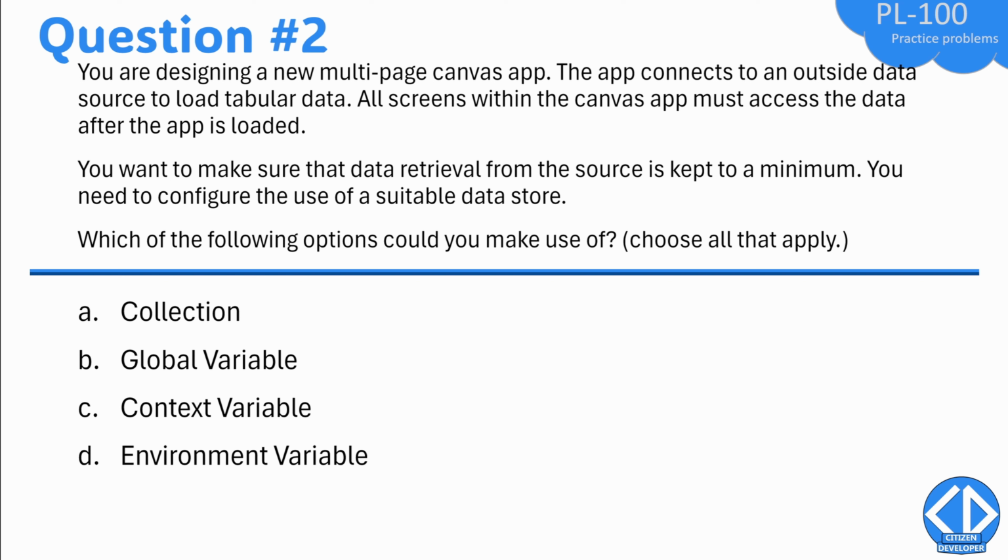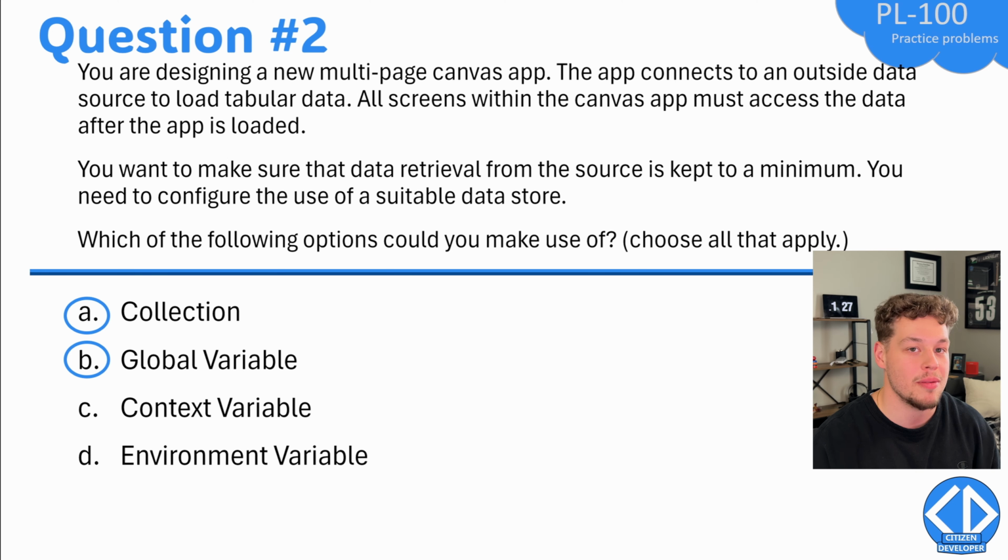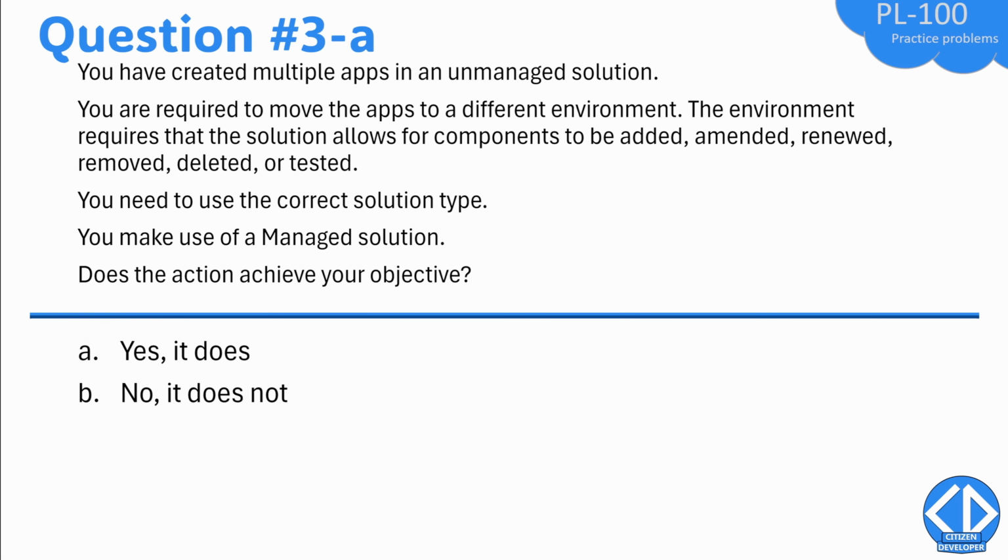So we have a Canvas app here, and this is going to have several different screens. Now, in order to store data across several different screens, there's going to be a couple of things that this is going to point us to, and that is going to be a collection or a global variable. A context variable is going to be dependent on the screen, and an environment variable is something a little bit different than what we're talking about here regarding Canvas apps. So a collection and a global variable are going to be what you need in order to store information or different data across screens.